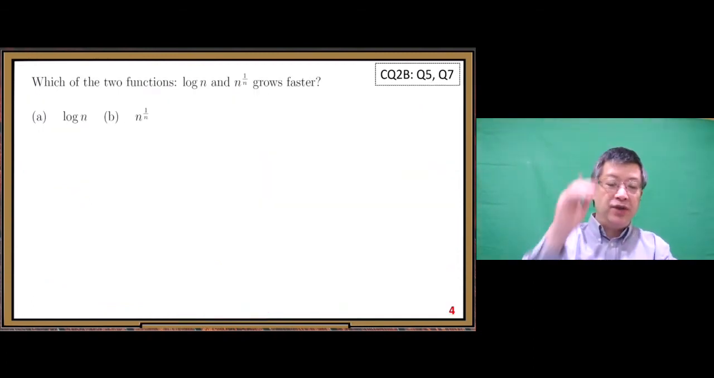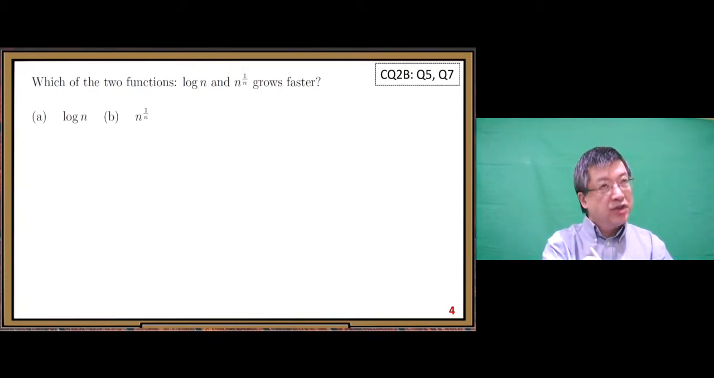Then the last two questions. The first one: which one grows faster?